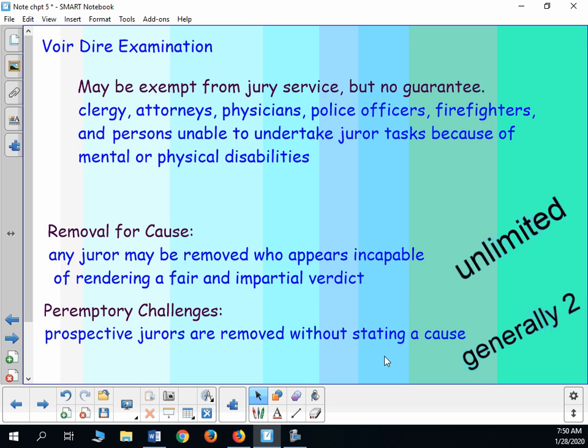Now, a peremptory challenge: prospective jurors can be removed without stating a cause. Generally, the attorneys only have that option for two individuals, although that's not limited. It depends, again, on where you are as to how many people can be removed by peremptory challenge. As you can see, removal for cause can be unlimited, because it's supposed to be a fair and impartial jury, and you can't get a fair and impartial verdict unless that jury is fair and impartial.